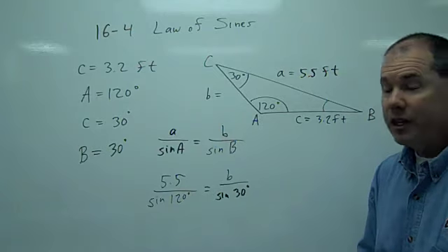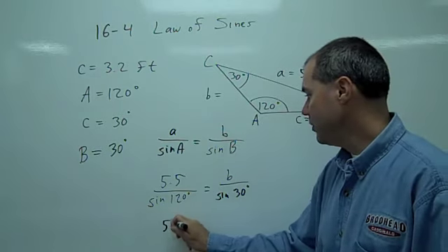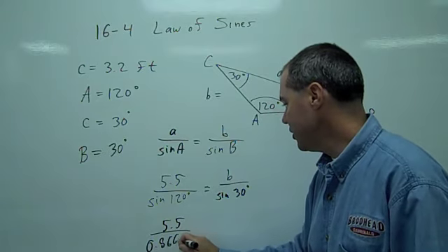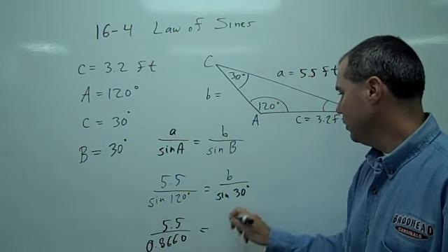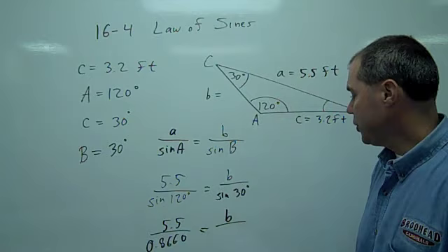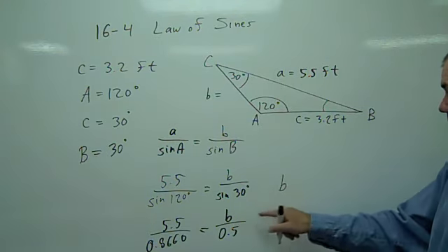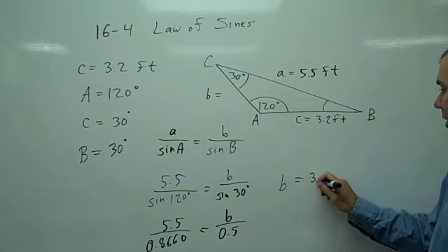Sine of 120 degrees is 0.8660. So you have 5.5 over 0.8660 equals b over sine of 30, which is 0.5. To solve this proportion, you get b is 3.2.